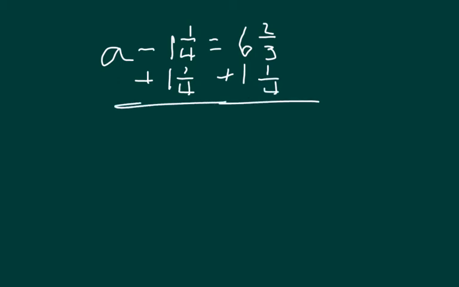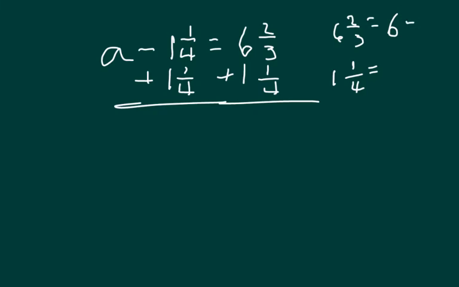And unless you're really good, you're going to have to do some work on the side to do 6 2/3 plus 1 1/4. But you think about what's a common denominator for 3 and 4. Count by 4s. 4 doesn't work. 3 doesn't go into 4. 8 doesn't work. 3 doesn't go into 8. But 12 works because 3 times 4 is 12.